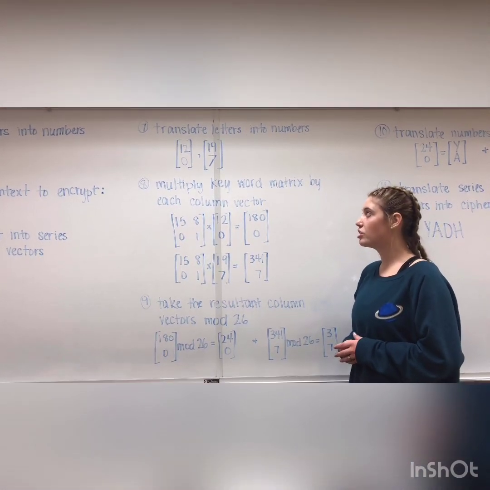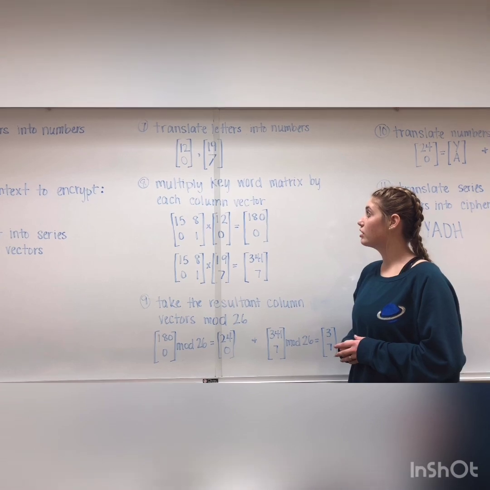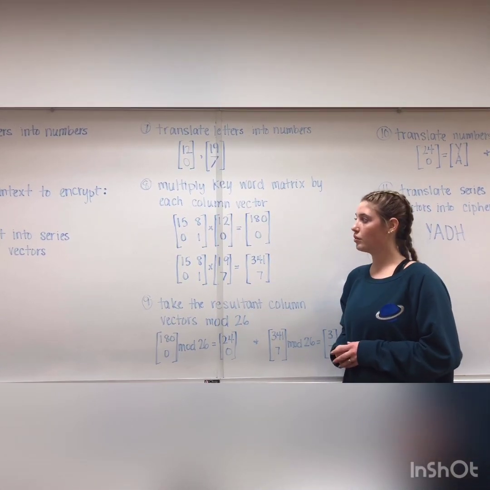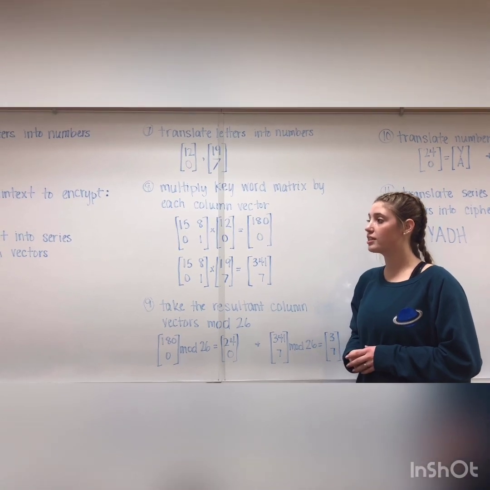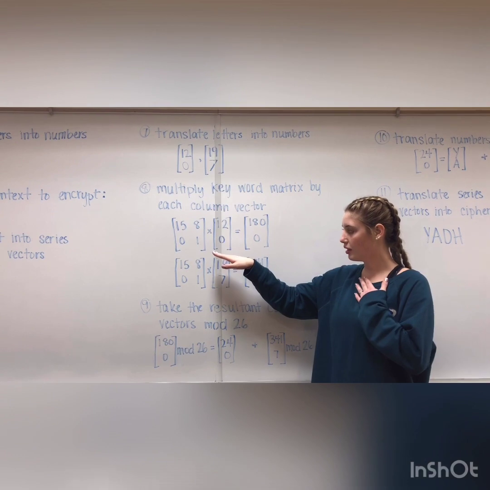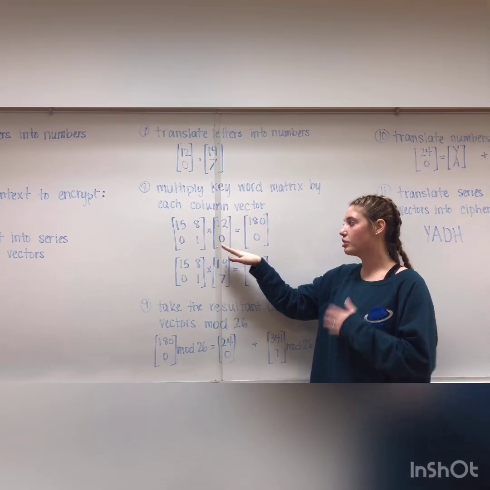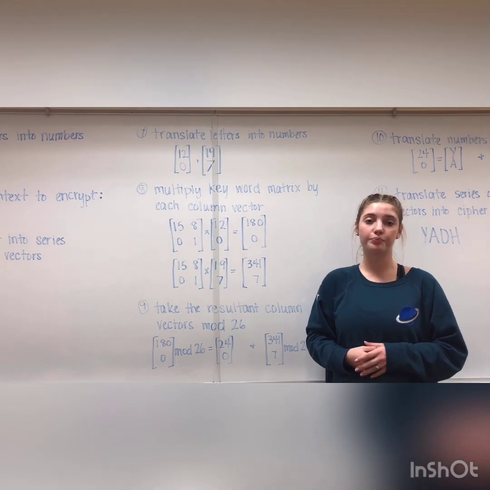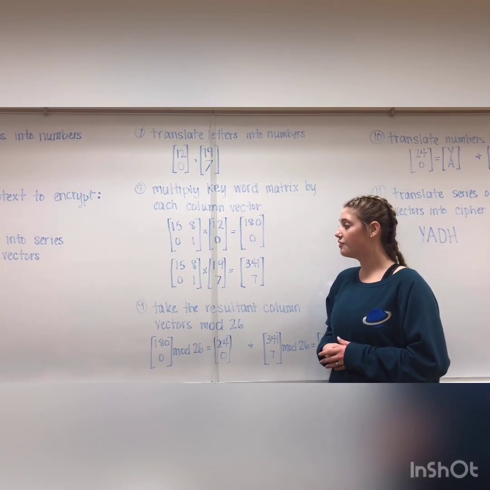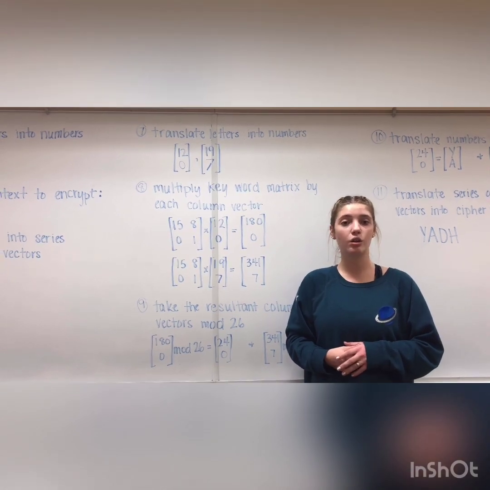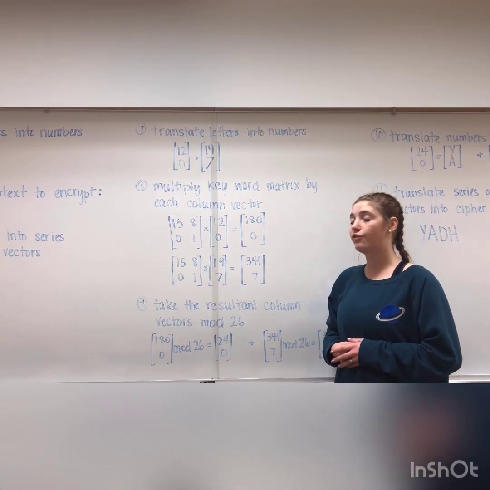Step 8 is to multiply the keyword matrix by each column vector. So the keyword matrix that we found earlier, 15, 8, 0, 1, is multiplied by 12, 0, resulting in 180, 0. Then again, 15, 8, 0, 1 multiplied by 19, 7 results in 341, 7.